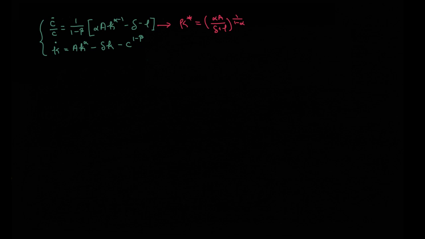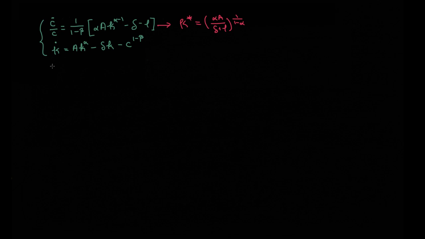Hey guys, we're on part 3 of question 2 of the 2018 final. And in the last video we found the value of K star using this Euler equation. And this time we're going to find the value of C star using the law of accumulation of assets.